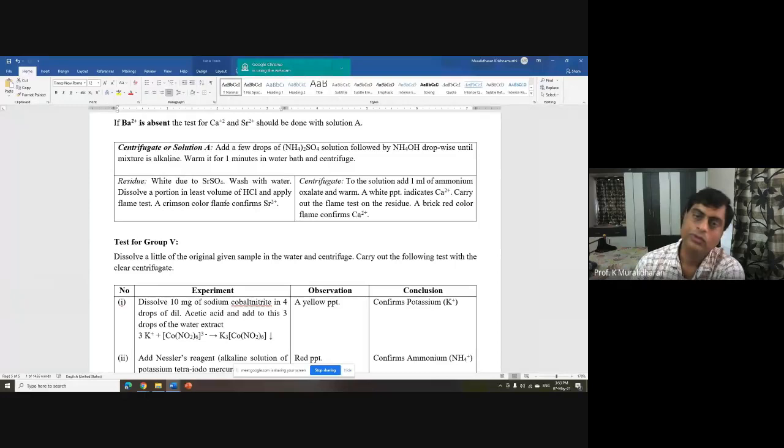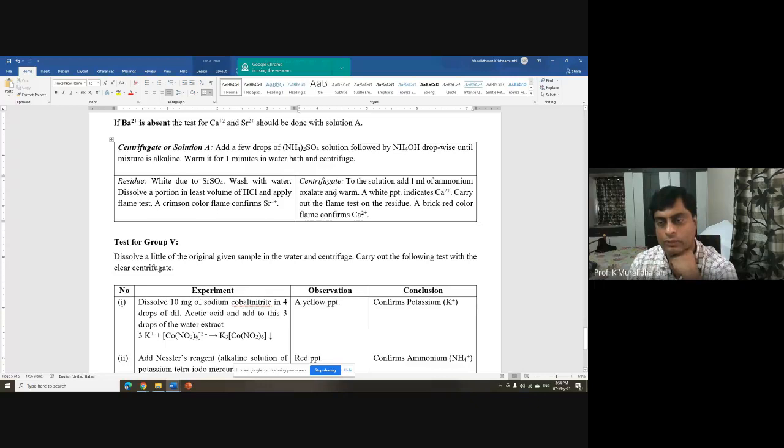If you are not getting a residue, or even if you get a residue, you separate it, take the clear solution, and add ammonium oxalate. A white precipitate indicates calcium. It is calcium oxalate, a very well-known salt. Quantitative analysis for calcium is possible with calcium oxalate using the gravimetric method. Calcium oxalate is also the one which forms in the body. Take the flame test of this precipitate; you see a brick red color, which confirms the calcium.